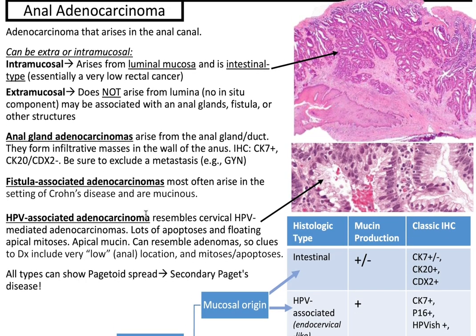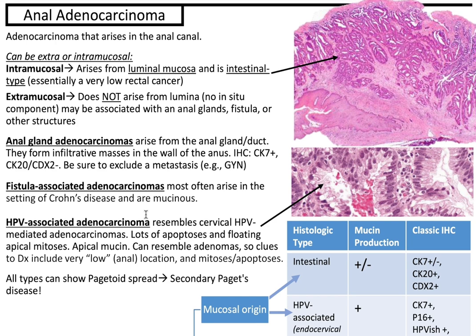Anal adenocarcinoma. This is adenocarcinoma that arises in the anal canal. It can be intramucosal or extramucosal. Intramucosal anal adenocarcinoma arises from the luminal mucosa and is intestinal type, essentially a very low rectal cancer. Extramucosal anal adenocarcinoma does not arise from the lumen, meaning there is no in situ component, and may be associated with anal glands, fistula, or other structures.